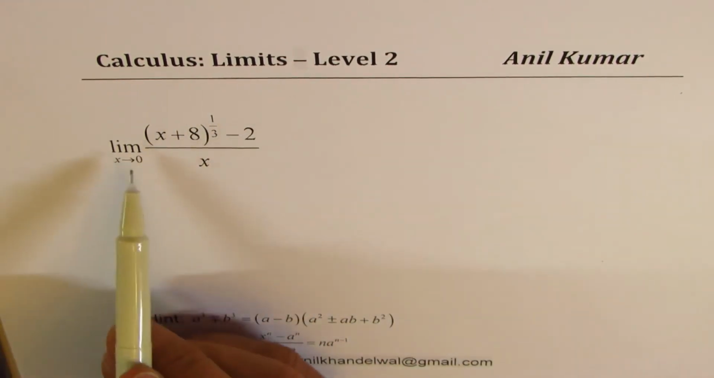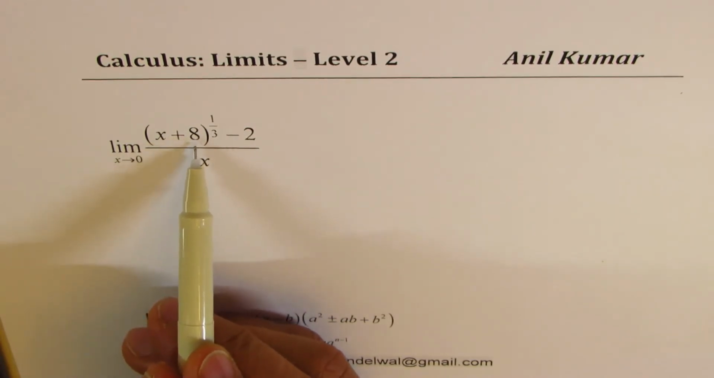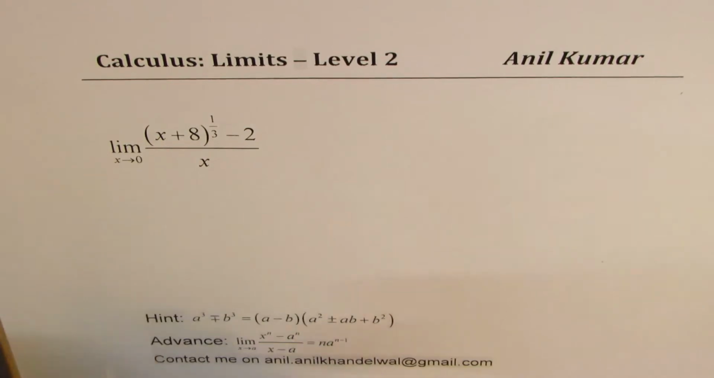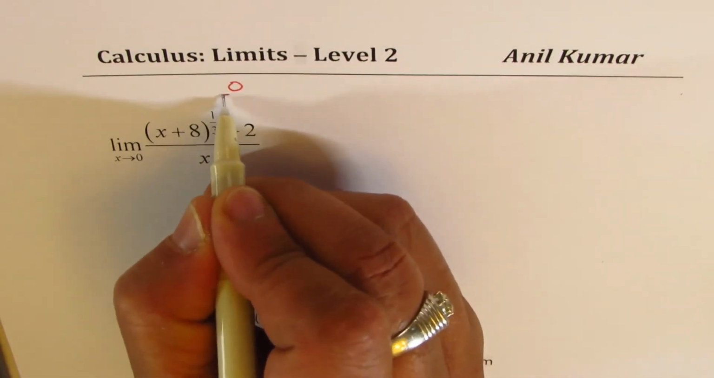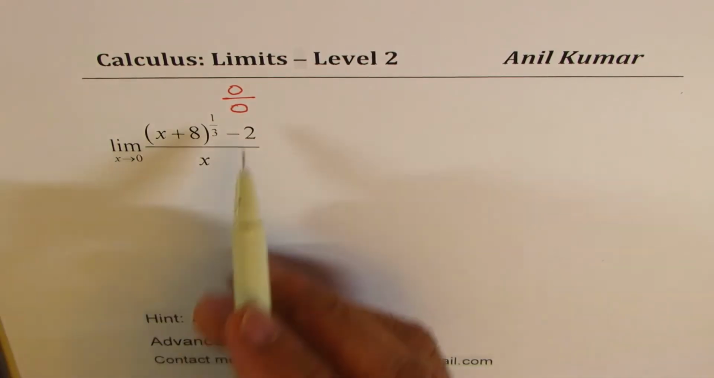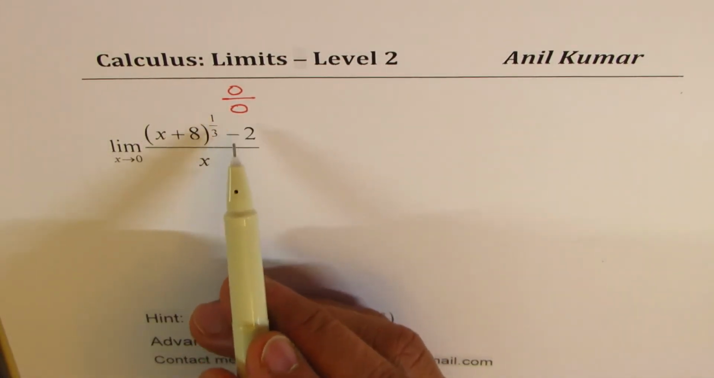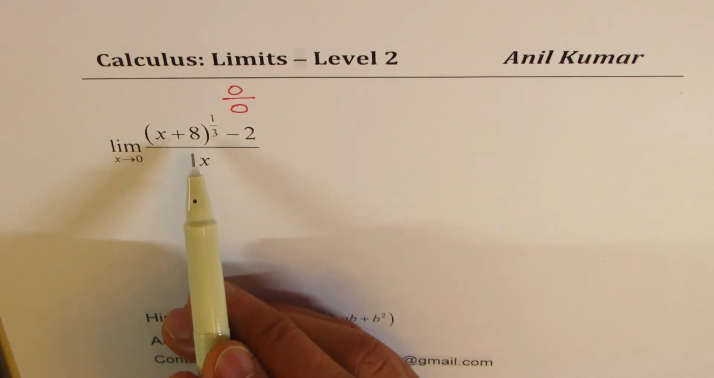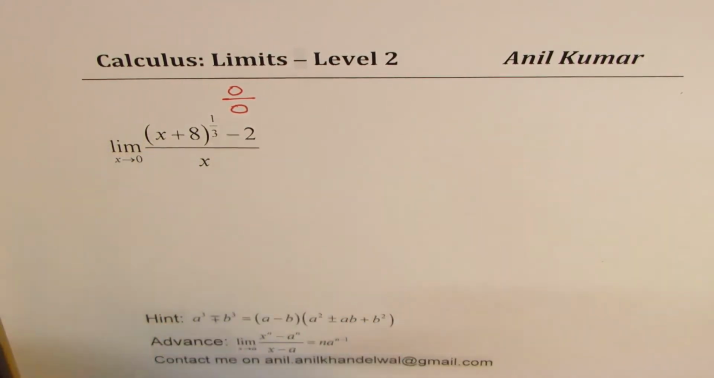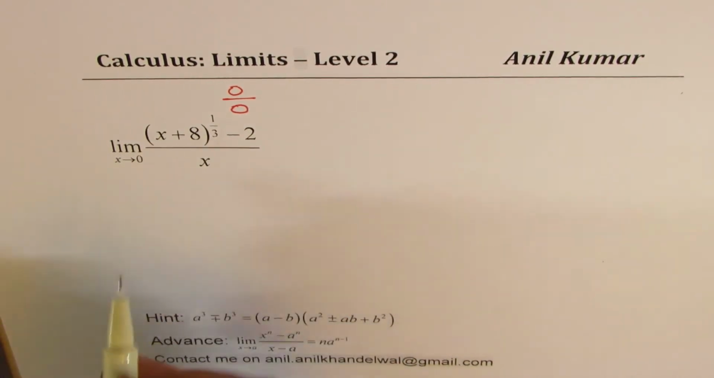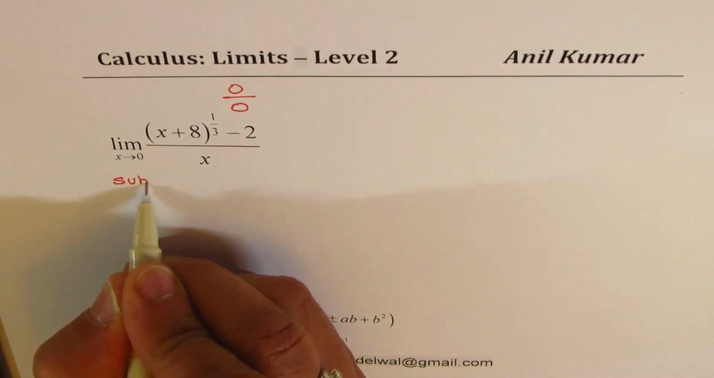If I substitute 0 here, what do I get? Cube root of 8 is 2, 2 minus 2 is 0, 0 in the denominator. So again we get the form 0 over 0, which is indeterminate. That clearly shows that we have a factor x in the numerator also that we could factor out using different techniques. Now in this particular part of the video, we will learn substitution also, right?